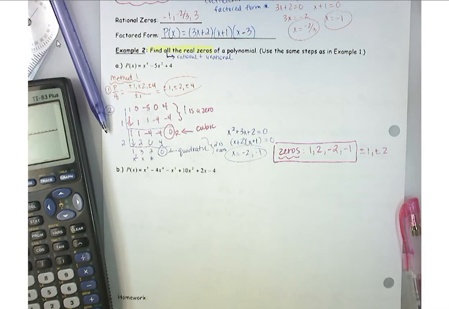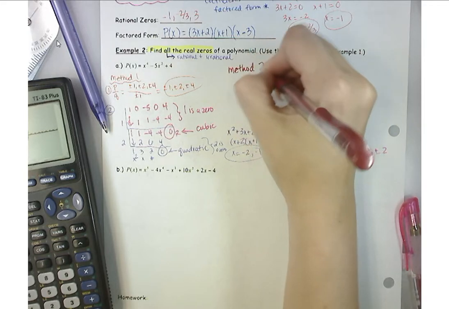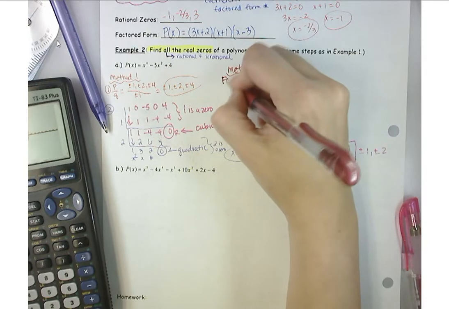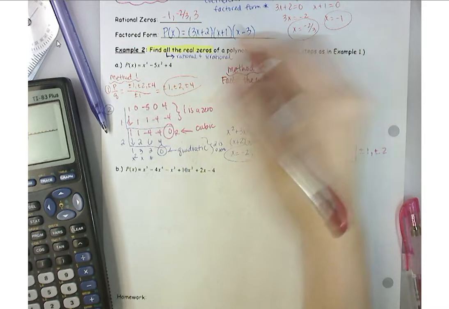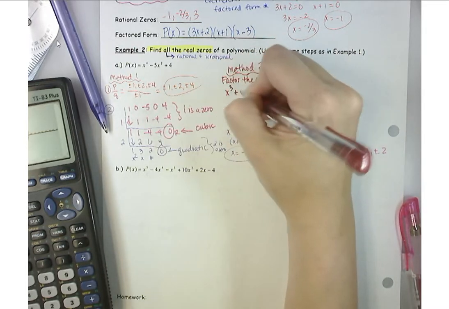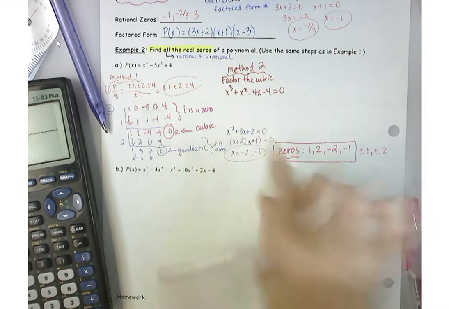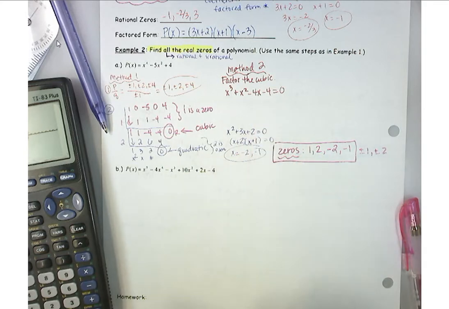Were you guys thinking that there was another way you could do it? There's something special about the cubic function. Okay, so method 2, you could factor the cubic function. So this is x to the third plus x squared minus 4x minus 4. This is not going to happen all the time. This one is just special because it does factor.